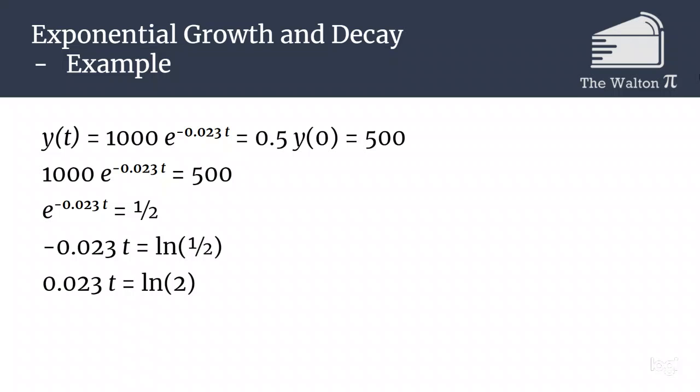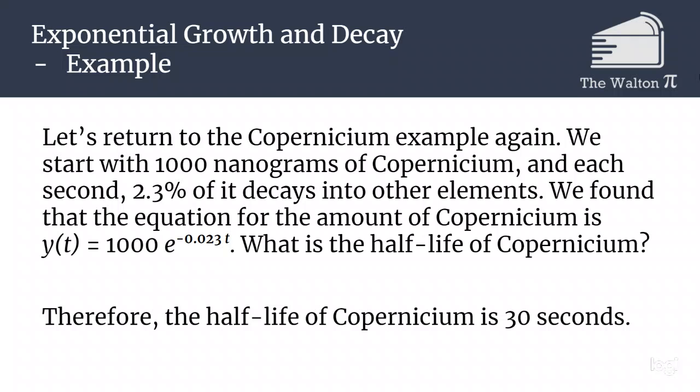And then we can divide everything by 0.023. And so we get t is natural log of 2 divided by 0.023, which is approximately 30 seconds. So that tells us that the half-life of copernicium is 30 seconds. Depending on the different situations, you can be able to solve for different half-lives and stuff.